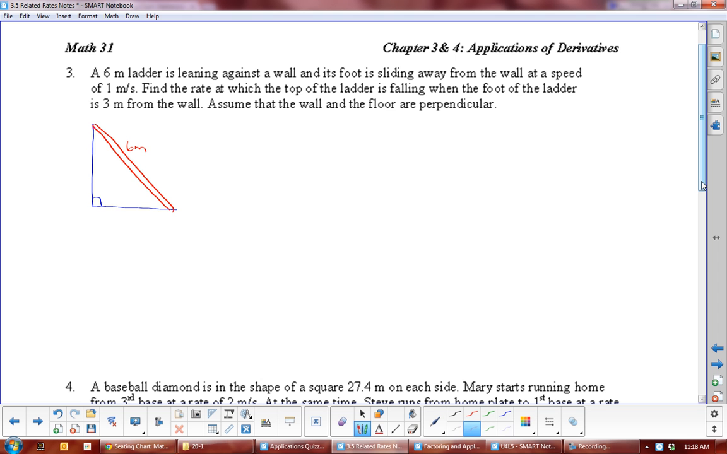Okay, and what's my ladder doing? It is sliding this way. Therefore, it's doing this too. Okay, just to get my own bearings of what's going on here. So, you know, this is what's potentially going on, right? Just so you can start to see that.